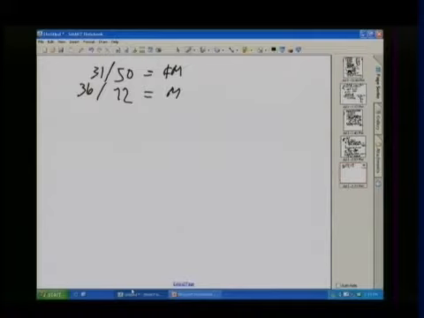All right, I'm going to make a sample proportion out of these by simply turning those into percentages. This one is 0.62, which is 31 divided by 50. 36 divided by 72 is 0.50. So this would be the proportion for males, and this would be the proportion for females. So those are the sample proportion values that I'm going to need to use in this problem.